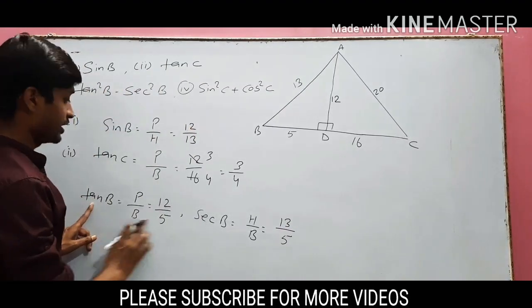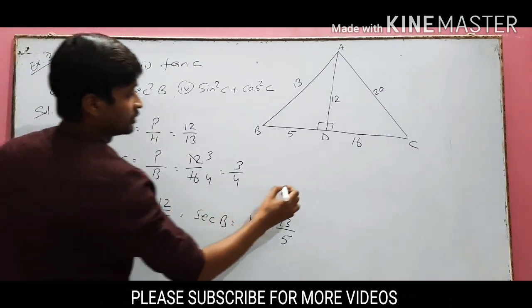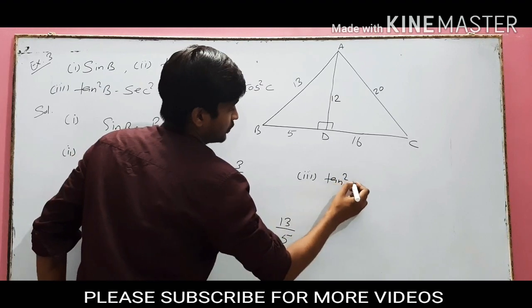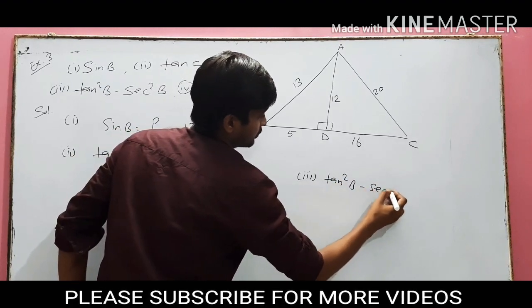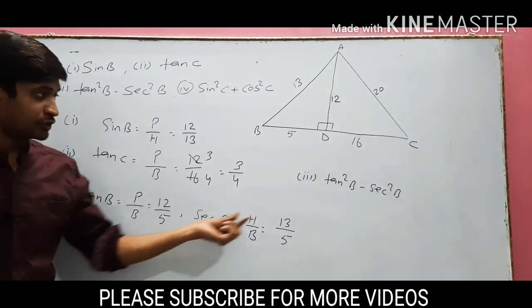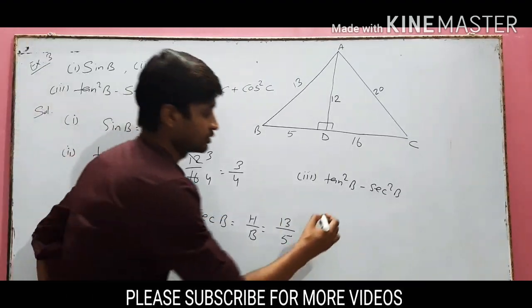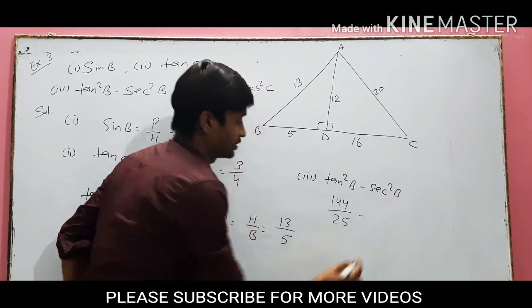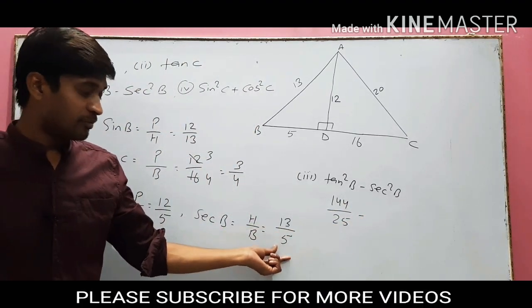So use tan and sec both in part number 3. So right here tan square B minus sec square B. So what is tan B? Tan B is 12 by 5. So we have to write square of that. That is 144 by 25 minus, now here 169 by 25.